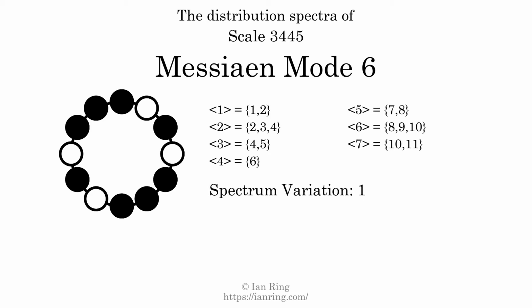The spectrum variation is the sum of all the widths divided by the number of tones. The spectrum variation of this scale is 1. Since the variation is greater than 0, this indicates that the scale is not perfectly even.